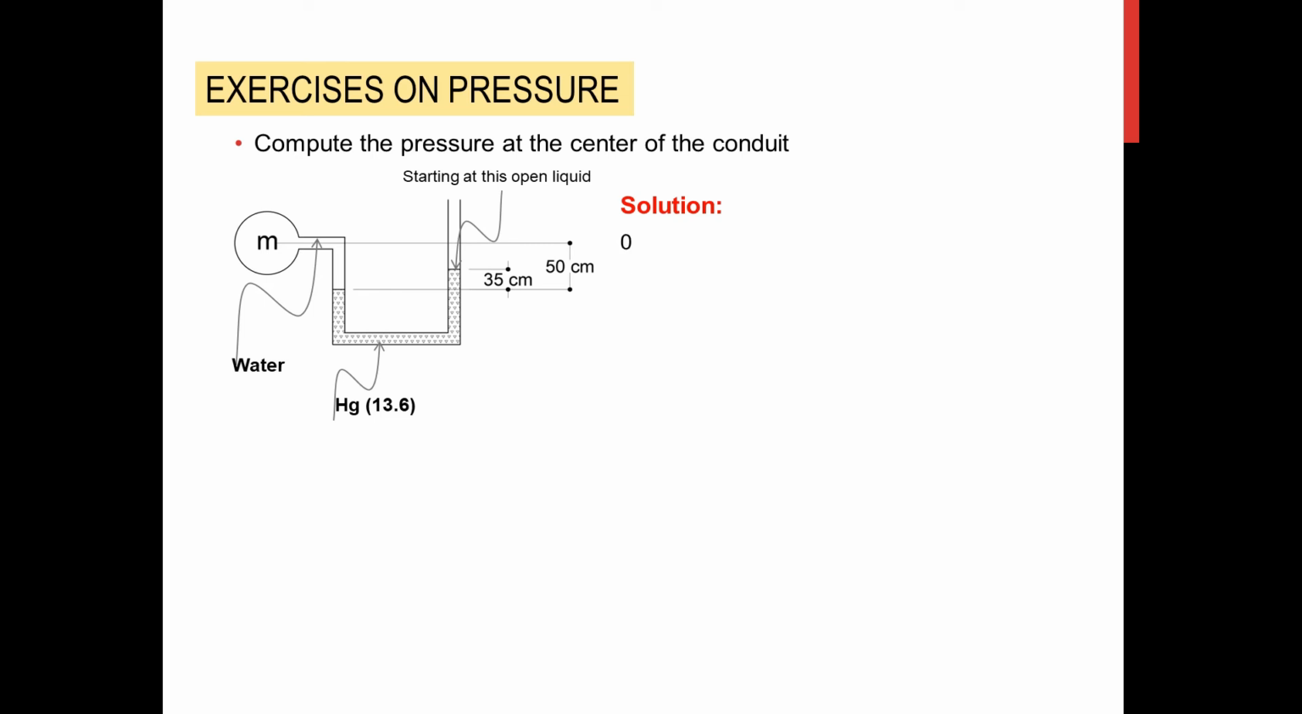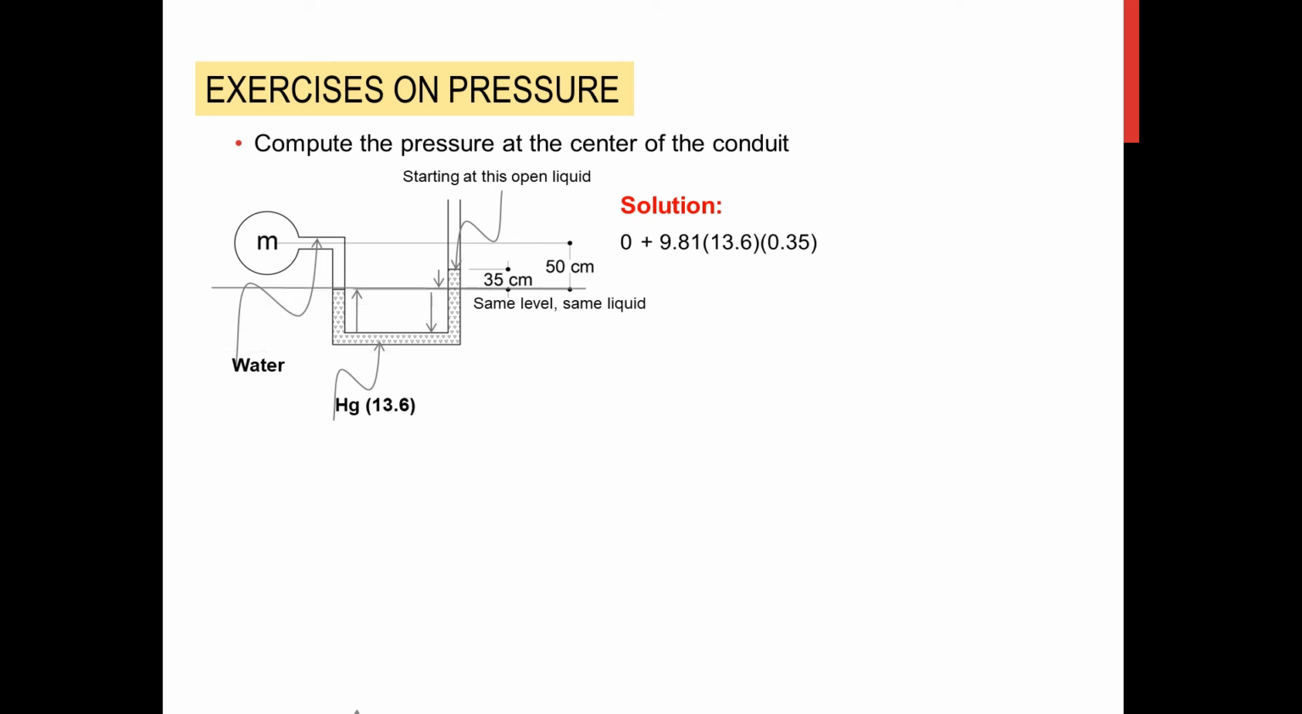Solution. We start with this open liquid, that is 0. And then we go down. The involved liquid is gamma H of mercury. So 9.81 times specific gravity 13.6 times the height in terms of meter, that is 35 over 100 or 0.35. We go down and we go up. Hence, we apply same level with same liquid, so gamma H going downward and gamma H going upward will just cancel in your equation.